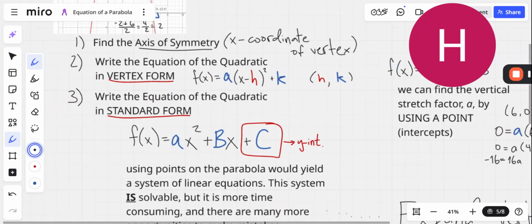Anyways, we've covered the quadratic in vertex form, and we've covered the quadratic in standard form.